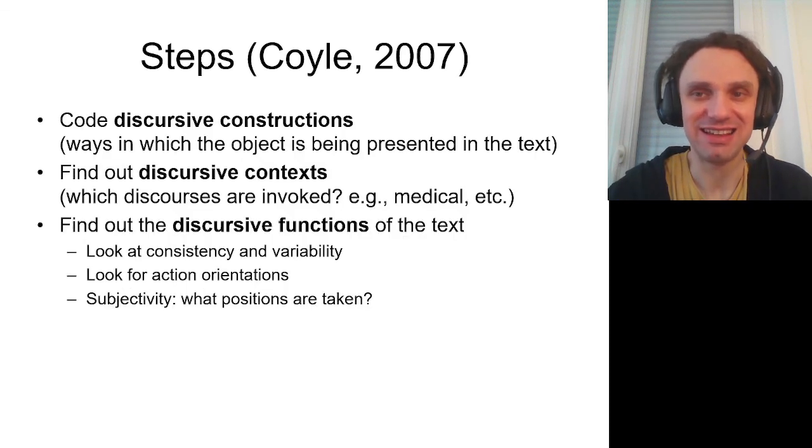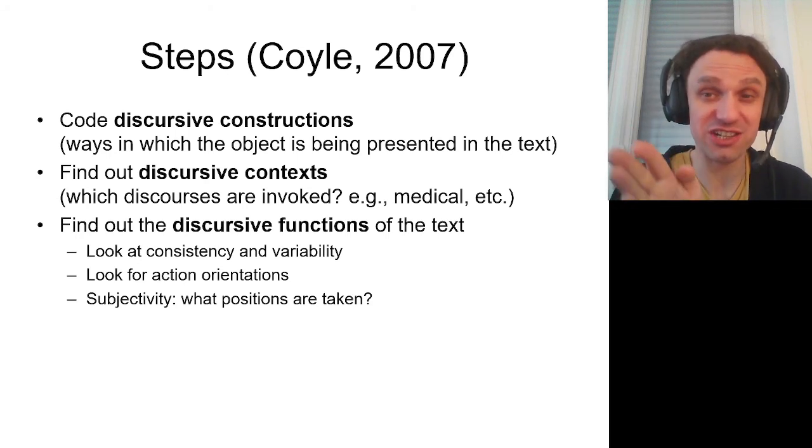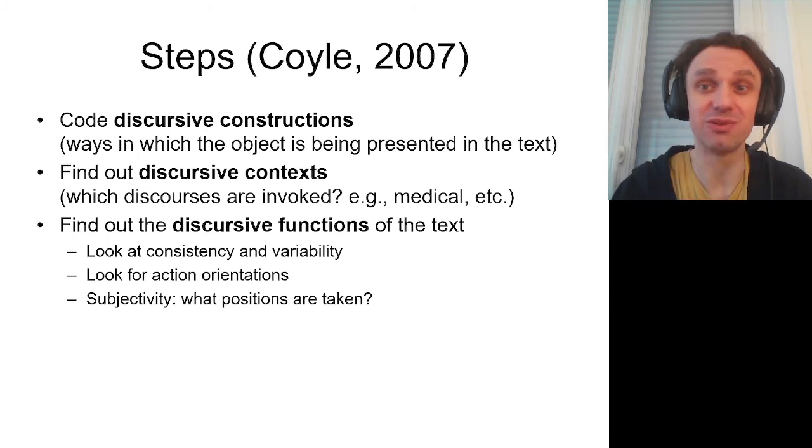And in this method, first you code discursive constructions, then you find out what the contexts behind those are, what the allusions and hints are, and you try to understand what the function of this text is, what the person is trying to achieve, what he or she is trying to make us do with this text. So it is very often used to analyze the speeches of political leaders.